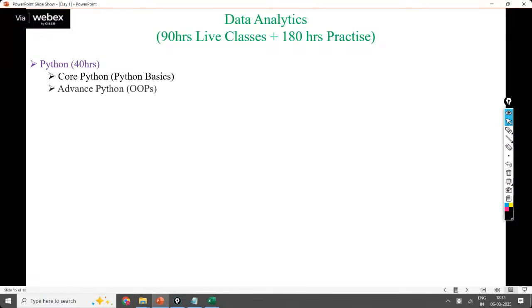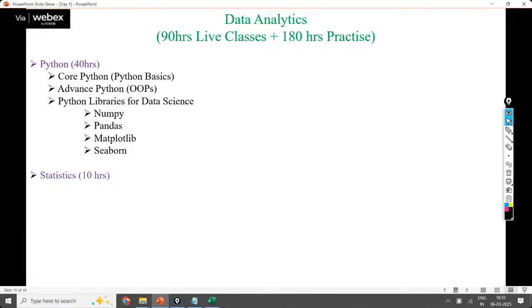So core Python and concepts, advanced Python, Python related to data science, followed by the libraries related to data science, which means NumPy, Pandas, Matplotlib, and Seaborn. These are the things we are going to learn in the data science course within Python. And statistics, the basic statistics to advanced statistics, complete from the base.